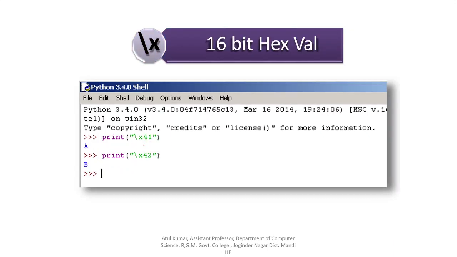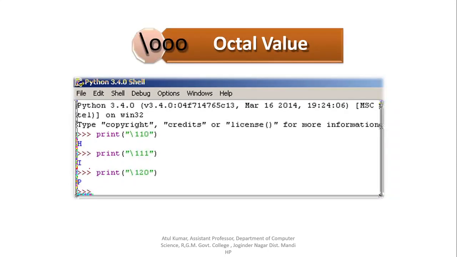And then the 16-bit hexadecimal value, how to print it. To print a hexadecimal value, always use an escape sequence that starts with backslash x, and there is 41, and it will print the value capital A. Similarly for 42, it is the equivalent hexadecimal of capital B.